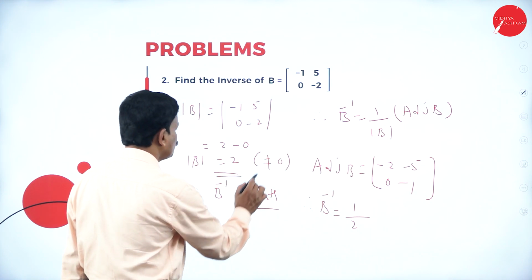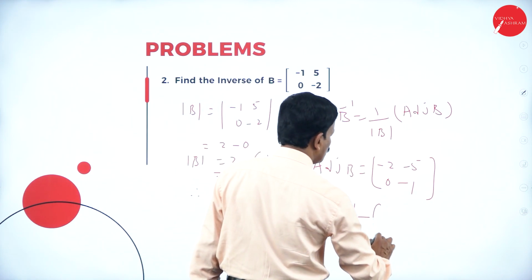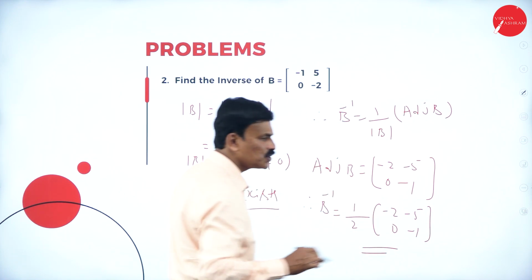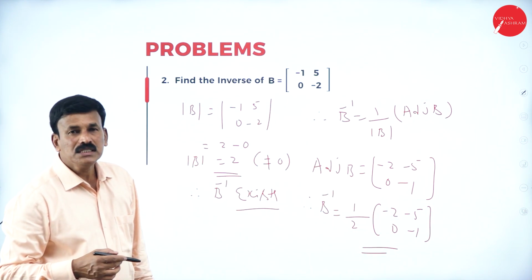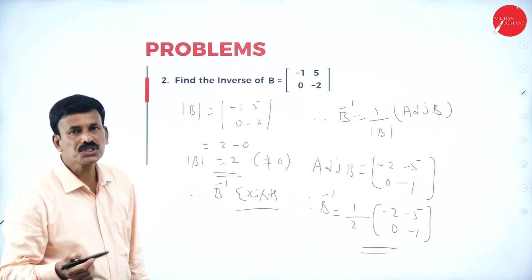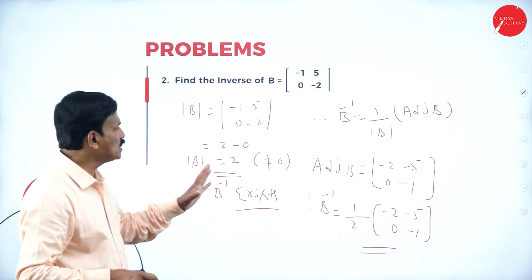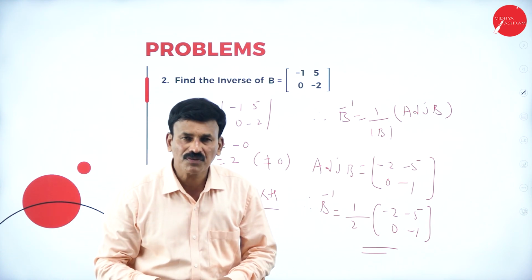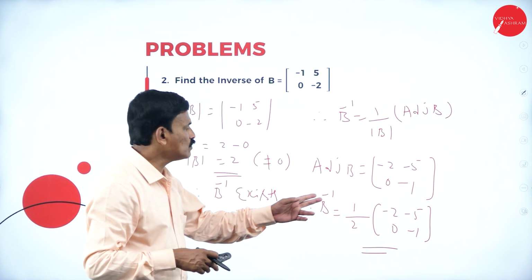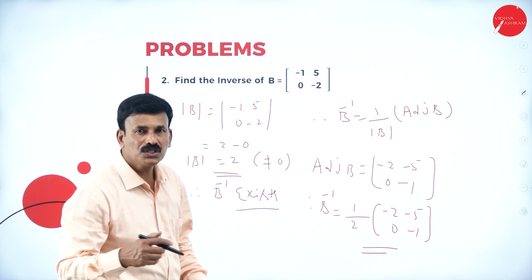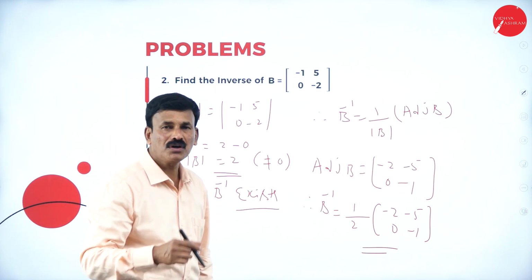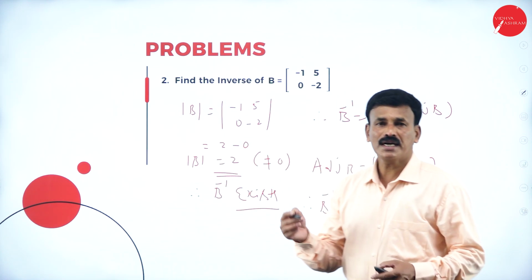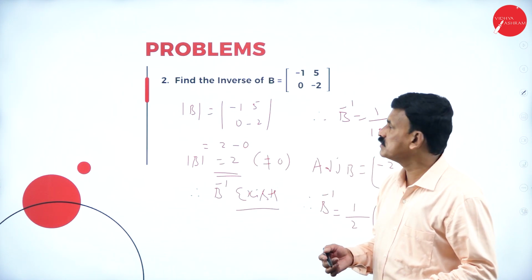What is determinant of B? 1 over 2 into -2 -5 0 and -1. This is how we are going to find the inverse for a 2 rows 2 columns. So in this concept, once you are familiar with finding the adjoint, you can find the inverse. So inverse is nothing but 1 over determinant of A into adjoint of A. Hope you got an idea, right? Very simple concept. Just find out the adjoint and divide it by the determinant value.